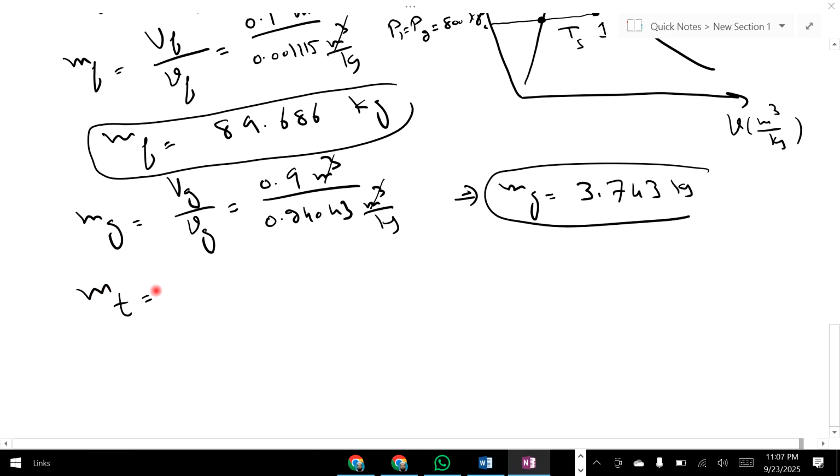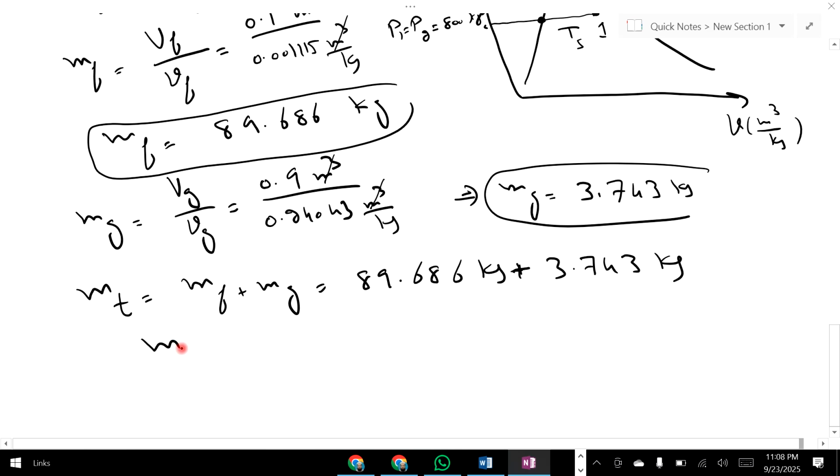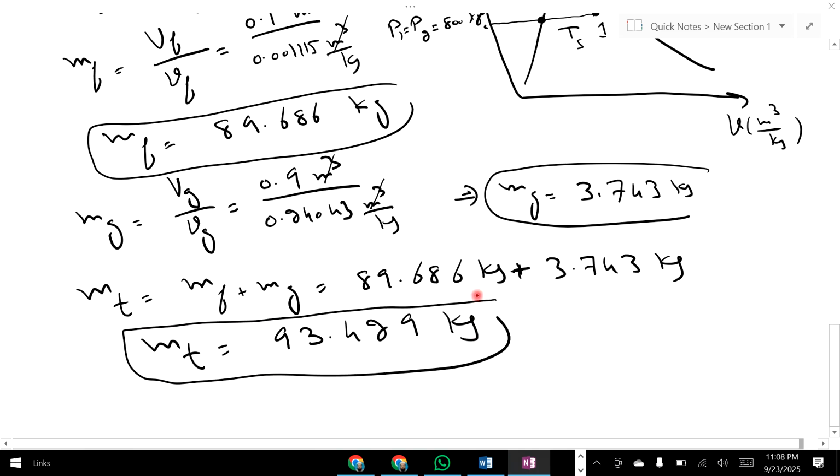Mt is equal to mf plus mg. Mf is equal to 89.686 kilogram plus mg is 3.743 kilogram. So total mass is equal to 93.429 kg. This is total mass.